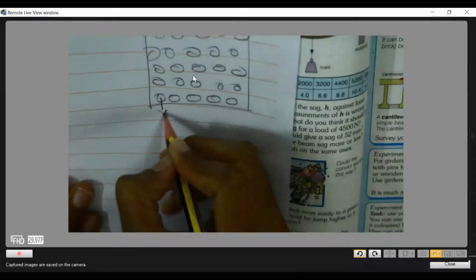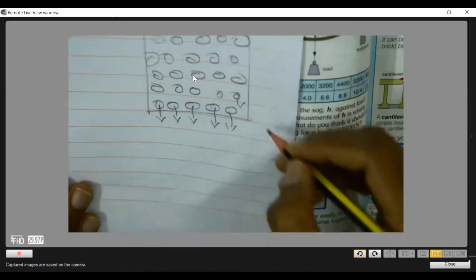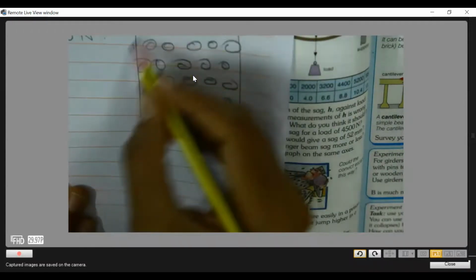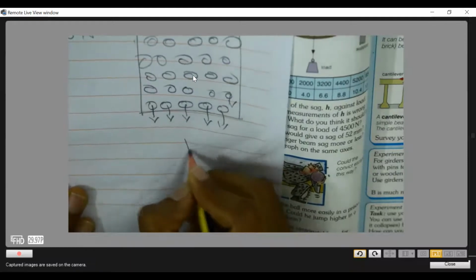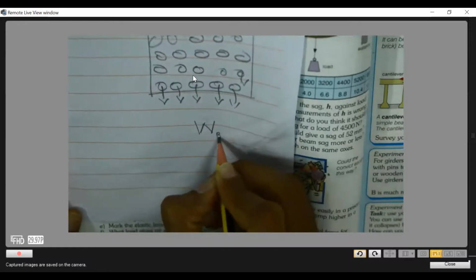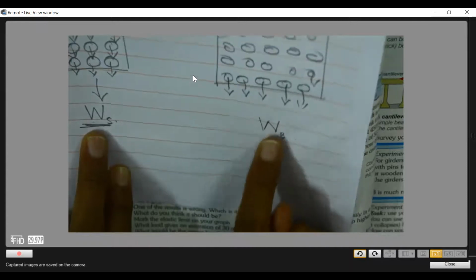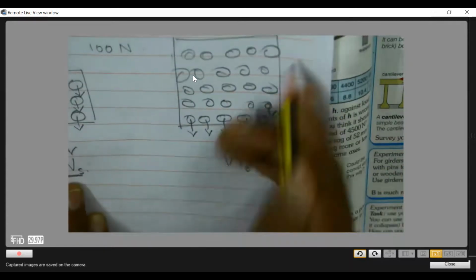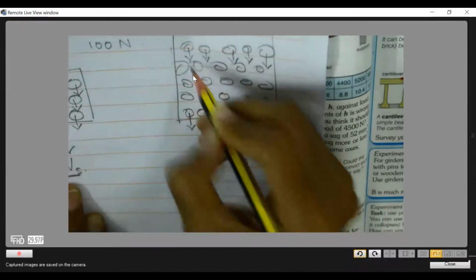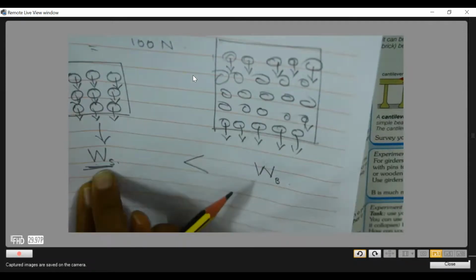Now, all these atoms in the other object are also getting pulled. There are lots and lots of them, and I don't have time to draw all the arrows. If I add all these pulls, again, this is the weight of this bigger object. So let's say this is a small object and this is a big object. Which one do you think will have the greater weight? This will be greater, right? Because it had more atoms being pulled, so there are more pulling forces acting upon it. So the weight of the bigger object will be greater than the weight of the smaller object, right?